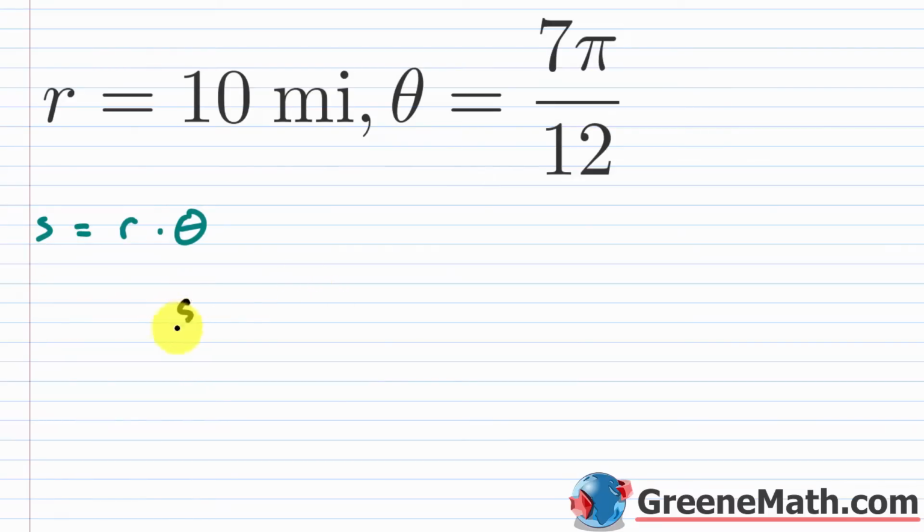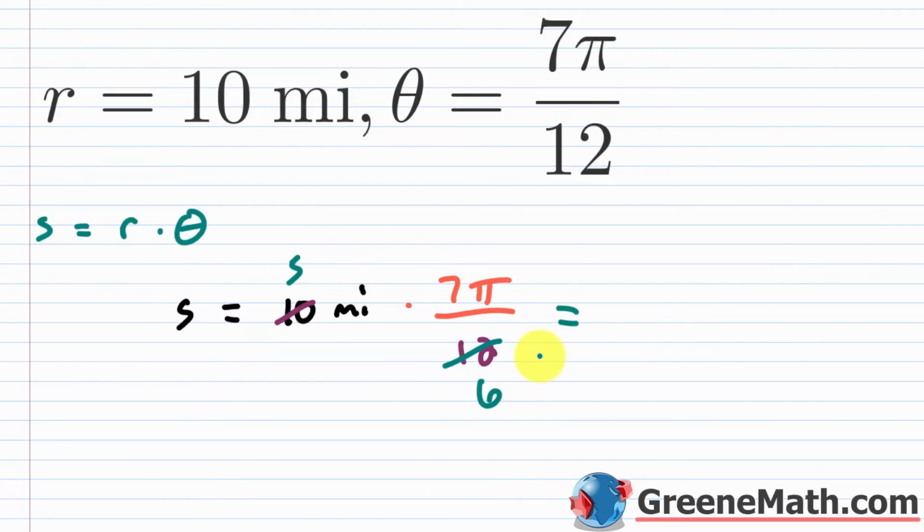So we would say that S, which is the arc length we're looking for, is equal to R, which is 10 miles. Don't forget your units here. And then times your theta. Again, theta's got to be in terms of radians. So this is 7 pi over 12. And all I'm going to do here is just cancel a common factor of 2 between this guy and this guy. So 10 divided by 2 would be 5, and 12 divided by 2 would be 6. So I'm just going to multiply across. 5 times 7 is 35, and then times pi, and this is over 6. And don't forget about your units there. So this is in terms of miles.